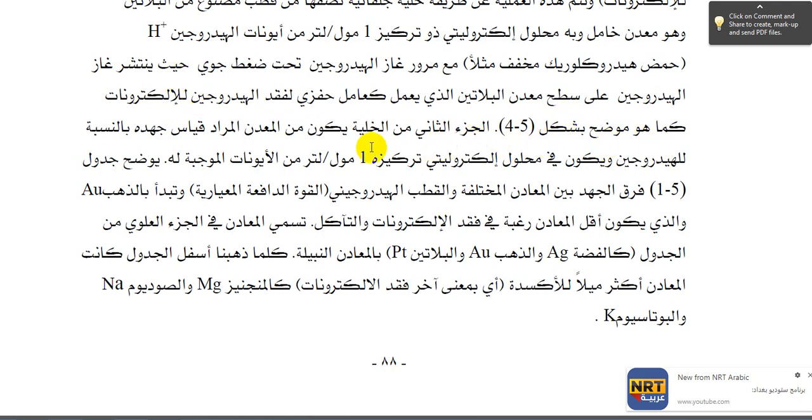Section 2 of the cell will consist mainly of the metal whose potential is required to be measured, and the other half will consist mainly of hydrogen gas, with a 1 mole per liter concentration electrolytic solution of the positive ions.